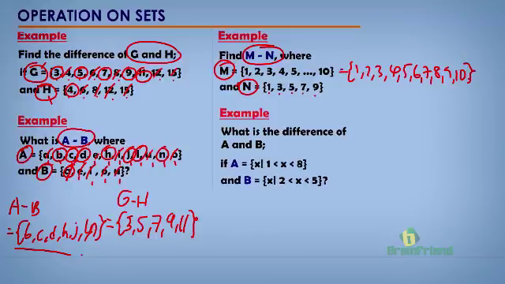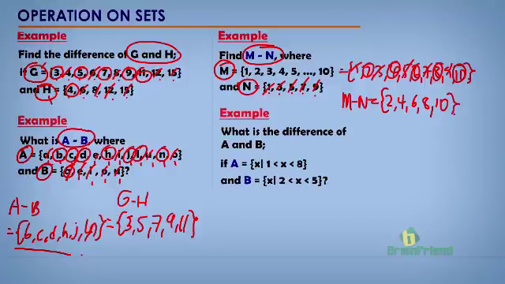Let's quickly do a careful observation and cross out every common element. 1 is common, so we cross out 1. 3 is common, so we cross out 3. 5 is common, cross 5 out. 7 is common, we cross that out. 9 is common, we cross that out. So the elements left in M that cannot be found in N are 2, 4, 6, 8, and 10. M minus N is the set that has elements 2, 4, 6, 8, and 10.